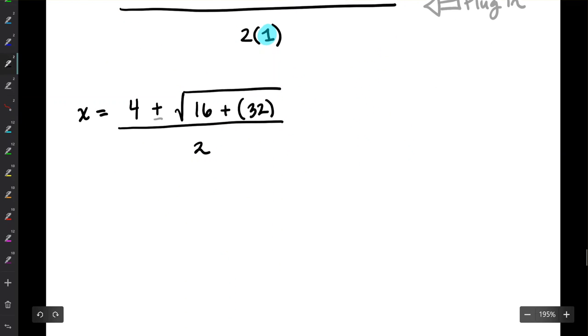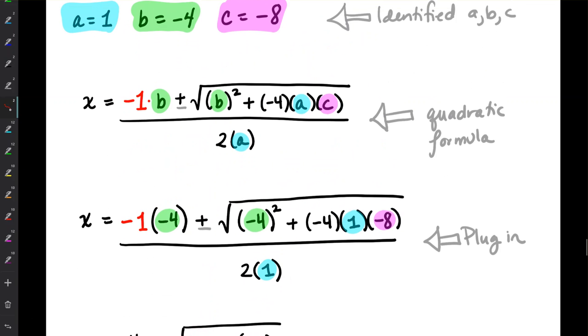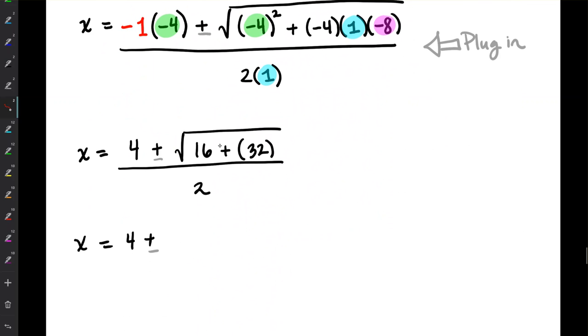It's now time to simplify completely. We've got 4 plus or minus. Don't make this mistake and go, oh, I'm excited about the square root of 16, that's 4. We have to do this addition first. There's always going to be a perfect square just sitting right there because the quadratic formula has a perfect square sitting there. So 16 plus 32 is 48.